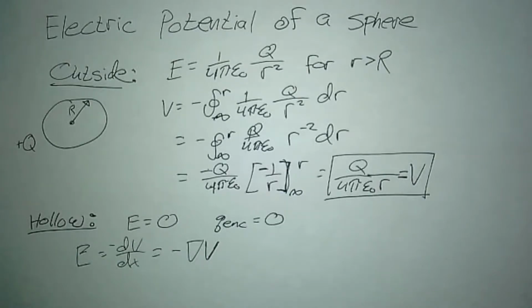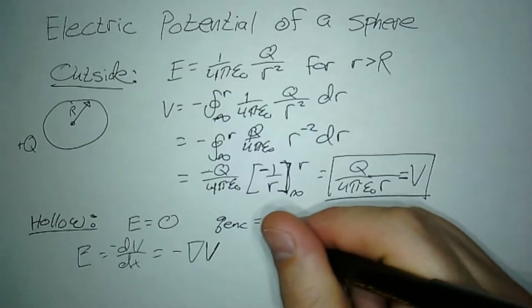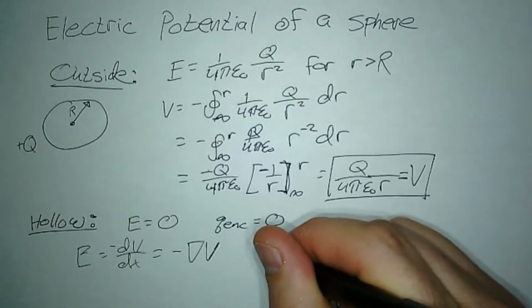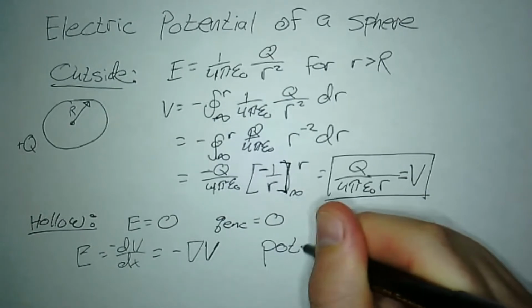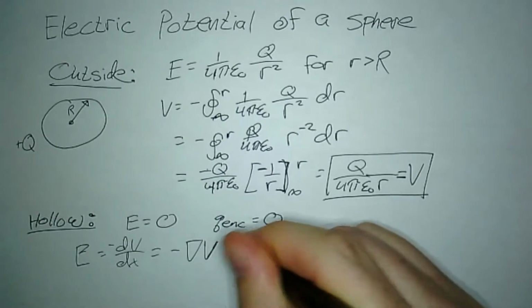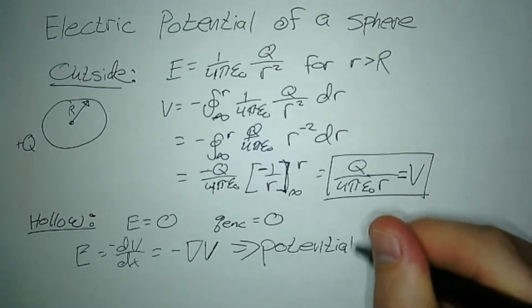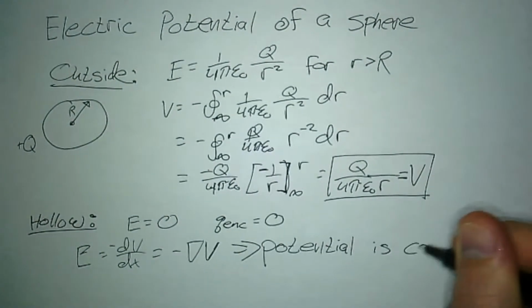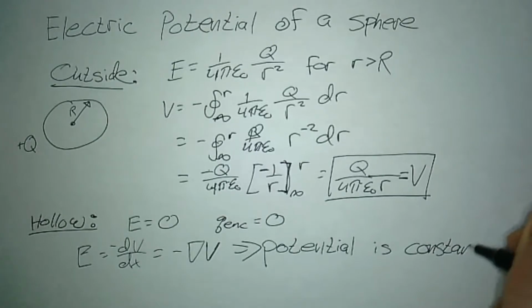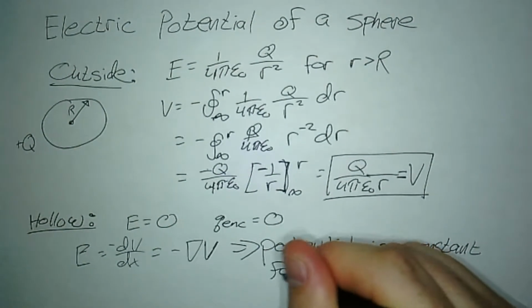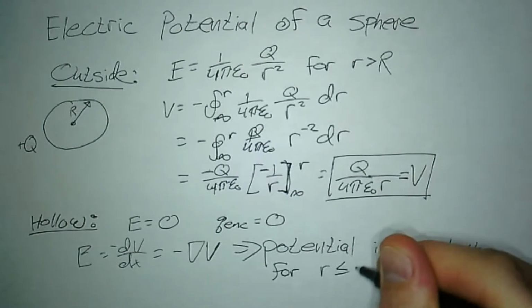Since we know that the electric field is 0, we know that my potential is not changing. So whatever inside, the potential is a constant. Whatever that constant is, we'll have to figure that out in a second. So this tells us that potential is constant for r is less than or equal to R.